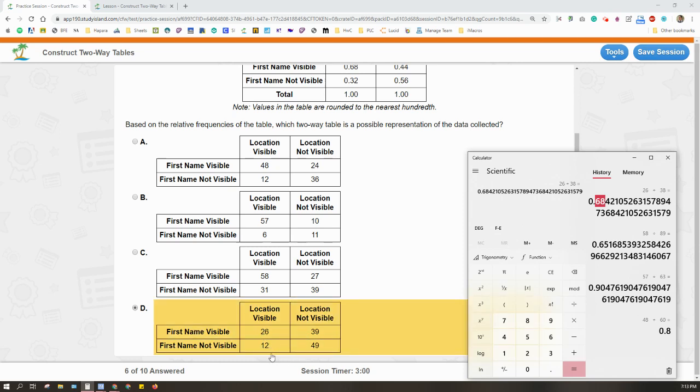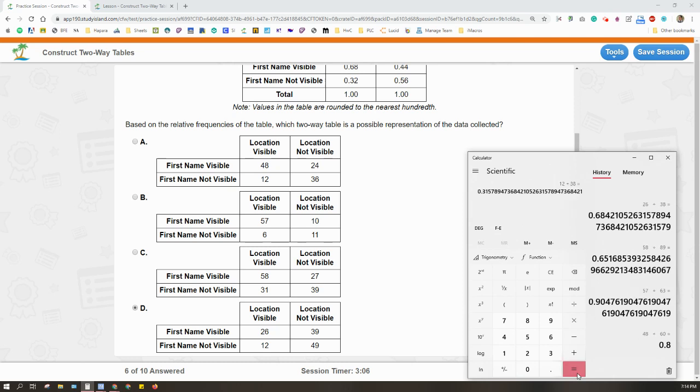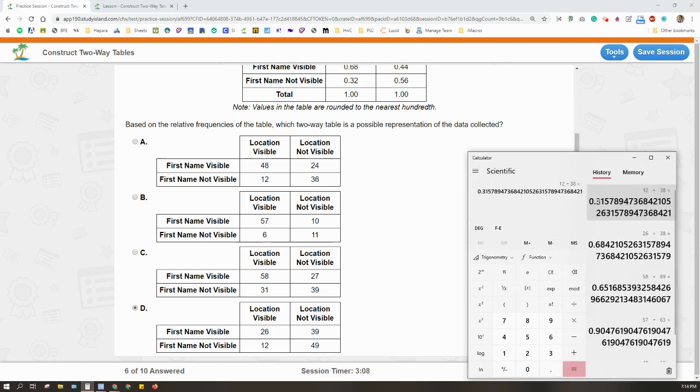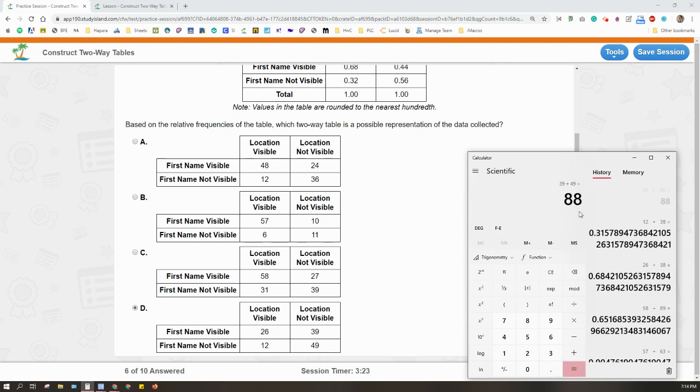12 out of that total, 12 out of 38, had better give us 32%. So 12 divided by 38 equals, sure enough, 0.315, which rounds to 32% if you're rounding to the nearest percent. And now we can check the other column finally. 39 and 49 adds up, you can always use your calculator if you want, to 88.